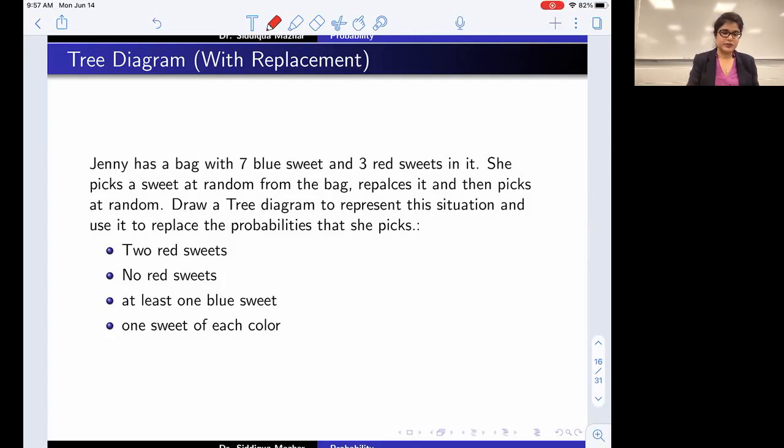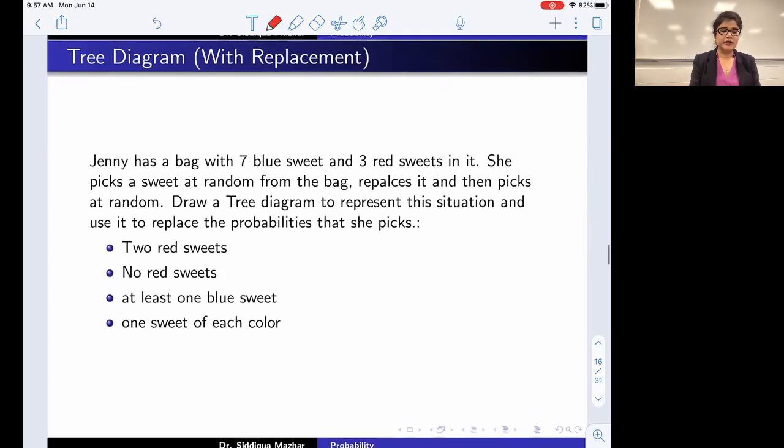And she picks a sweet at random from the bag and then replaces it and then picks at random. Replacing it means if she picks a sweet, she puts that sweet back in the bag and then picks another sweet at random. So how will you look for these kinds of probabilities? Draw a tree diagram to represent this situation and use it to find the probabilities that she picks.